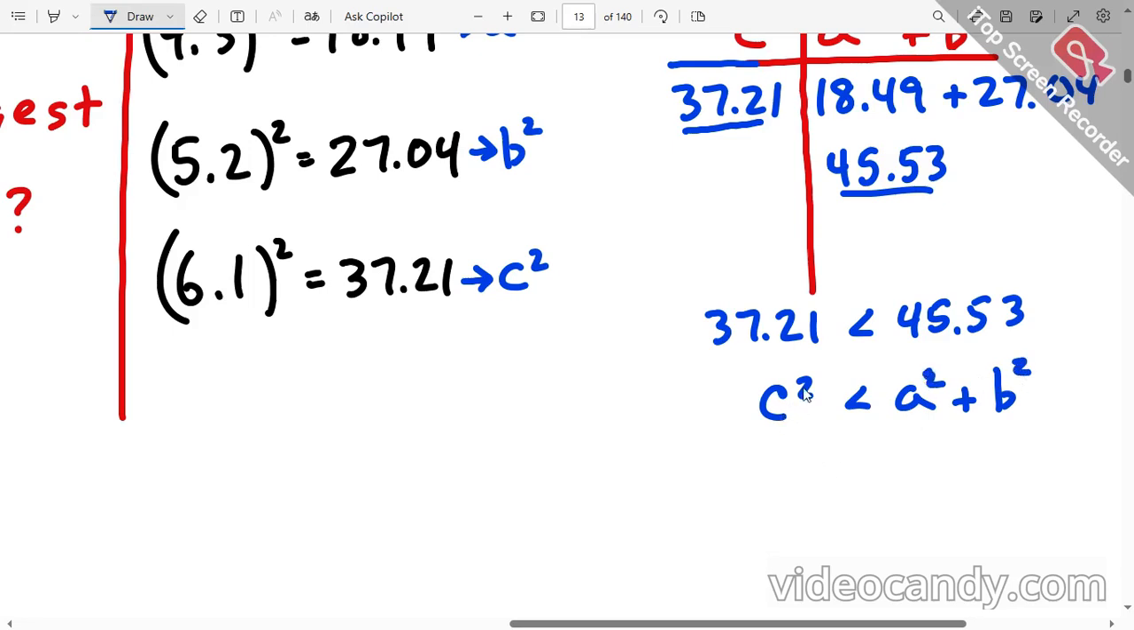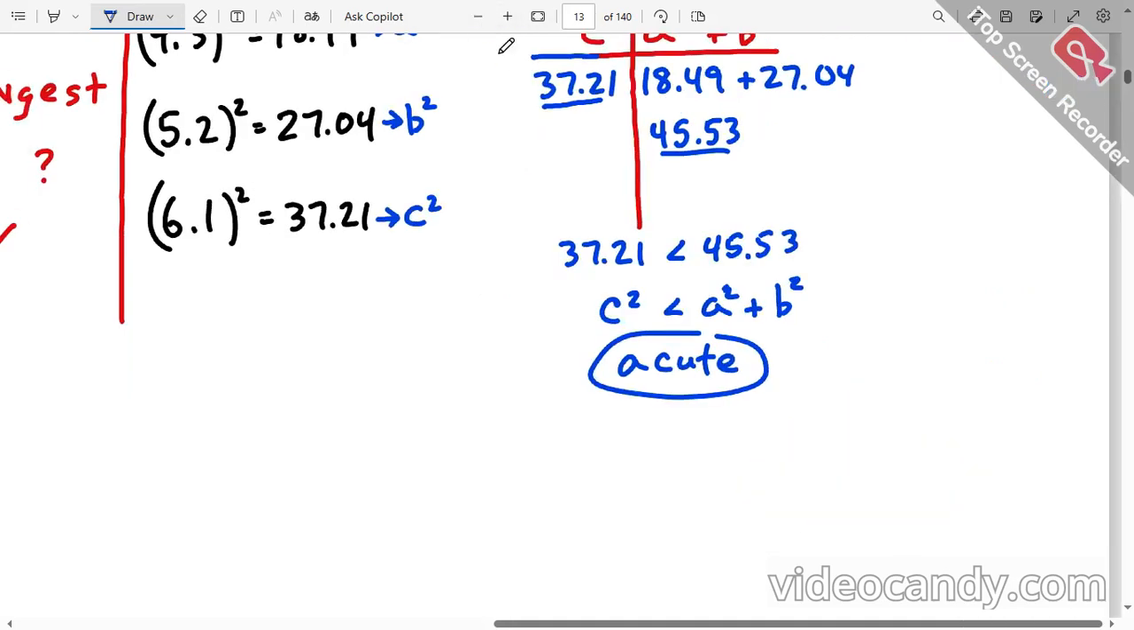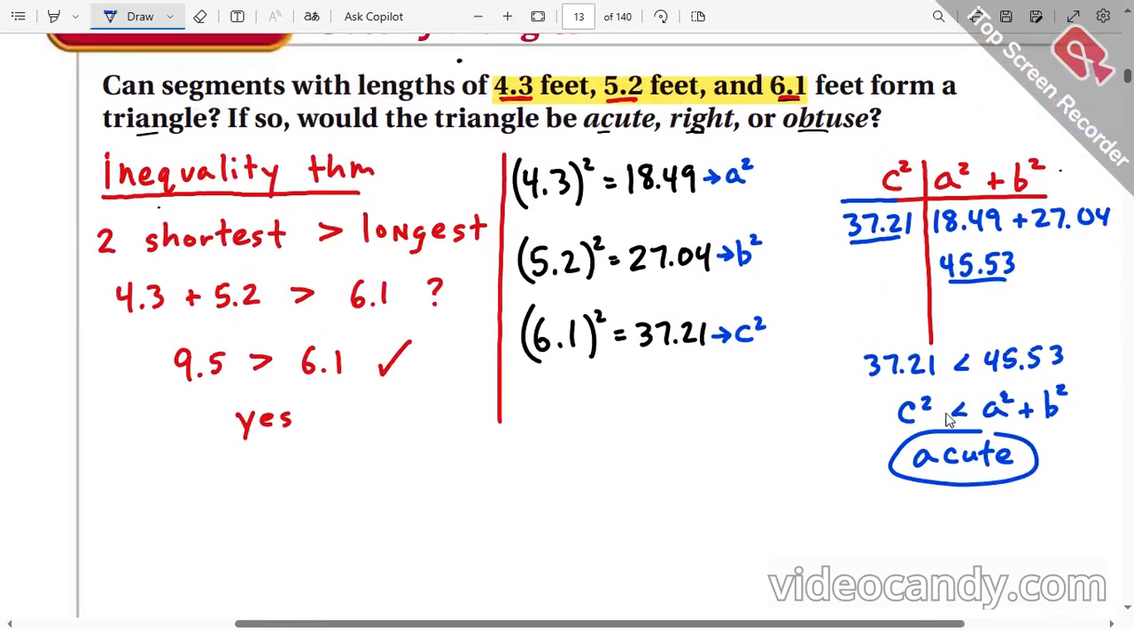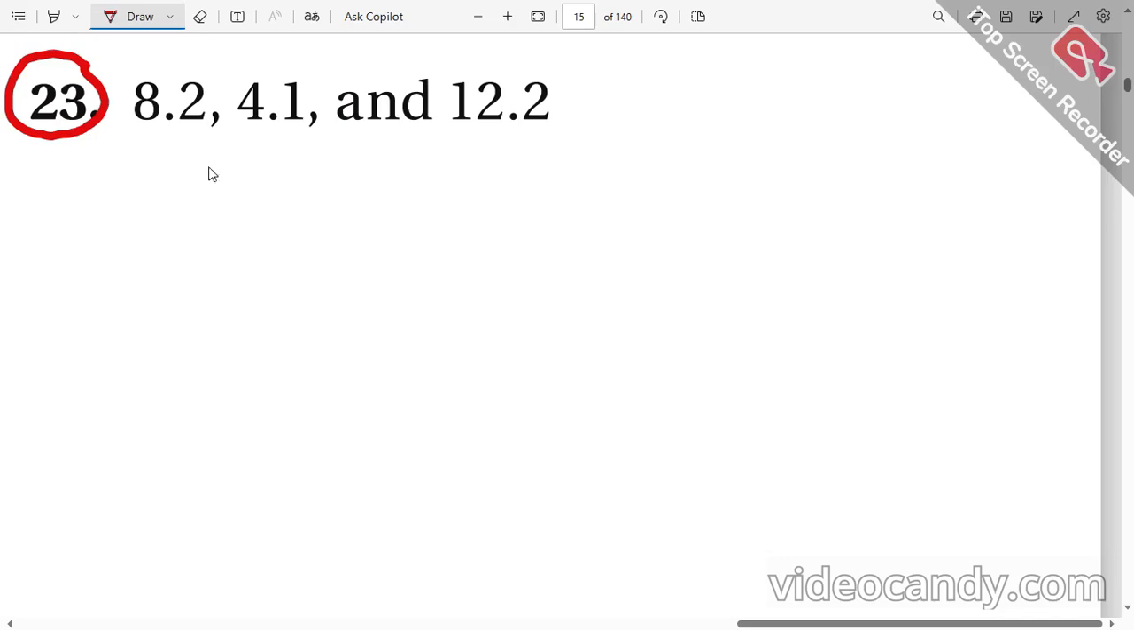All right, and we said when the hypotenuse shrinks, when the c squared is less than, that's going to be acute. So when the c squared is less than, it's acute. If the c squared was greater than, it would have been obtuse. And if the c squared was equal, it would have been a right triangle. All right, please pause and try the same thing on number 23.